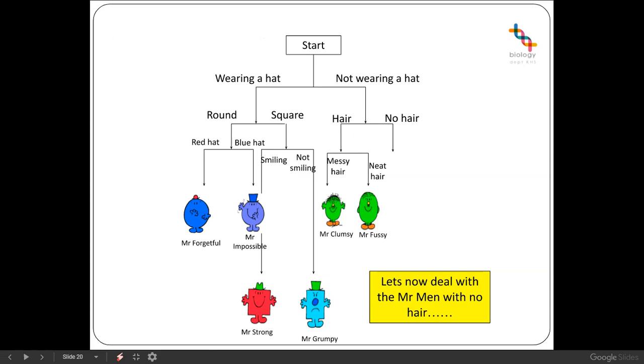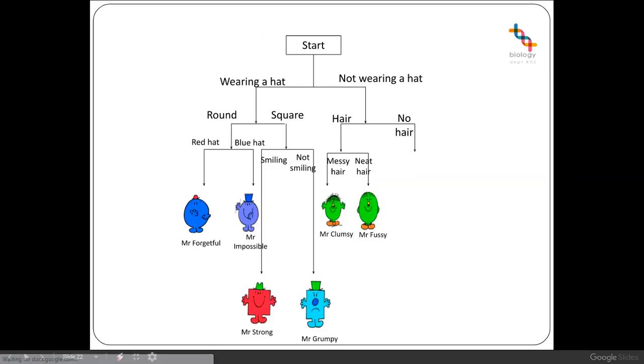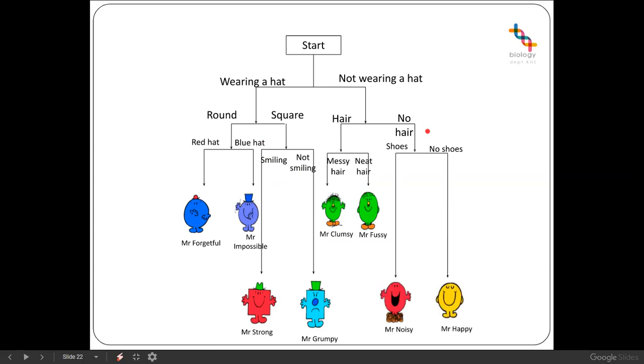So we'll then deal with our Mr. Men with no hair. How can we distinguish between these two, Mr. Noisy and Mr. Happy? Shoes and no shoes. They're both round, although they're slightly different colours, they're both smiling. So let's say Mr. Noisy is wearing shoes, Mr. Happy is not. So if we take them back onto our branching key, they were the ones which were not wearing a hat and didn't have any hair, so they're over here. We've got shoes versus no shoes gives us Mr. Noisy and Mr. Happy.